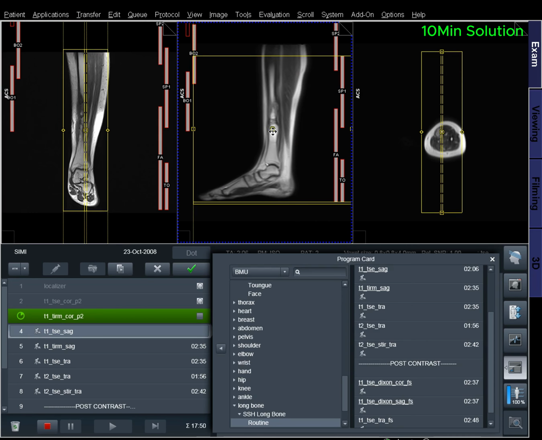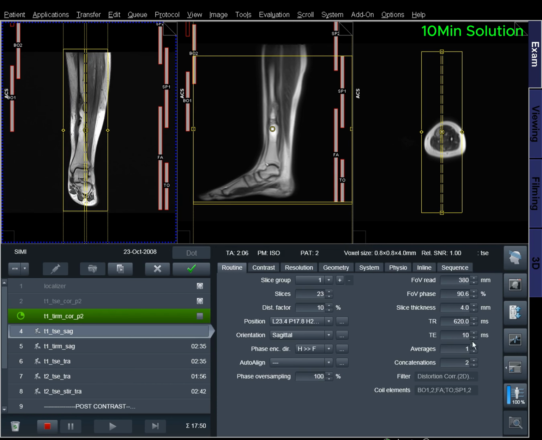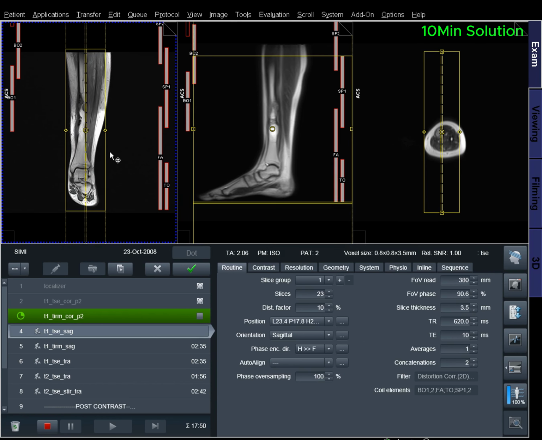T2 TSE sagittal left. Plan the left side sagittal slices on the coronal plane and angle the positioning block parallel to the shaft of the left tibia. An appropriate angle must be given in the axial plane, vertically across the tibia. Slices must be sufficient to cover the left lower leg from medial to lateral.